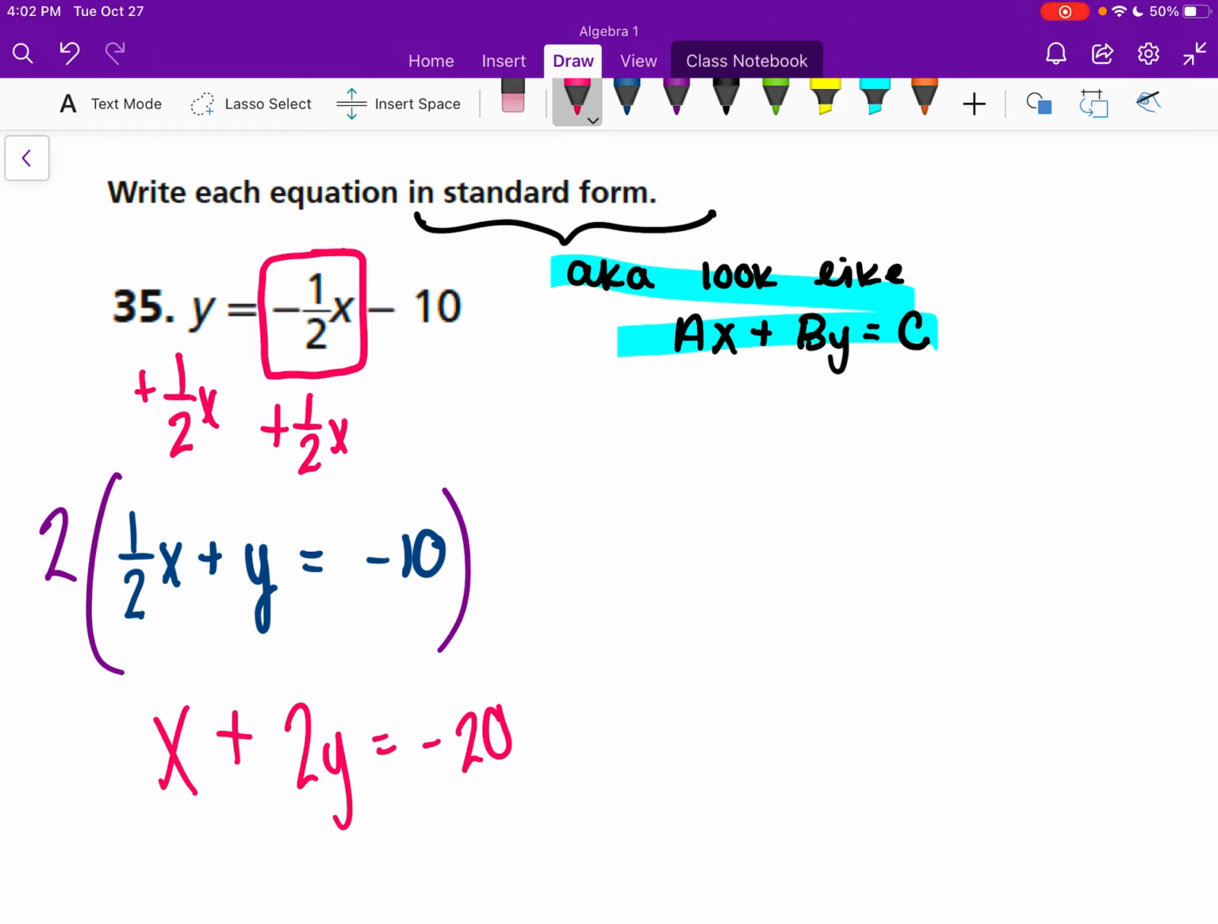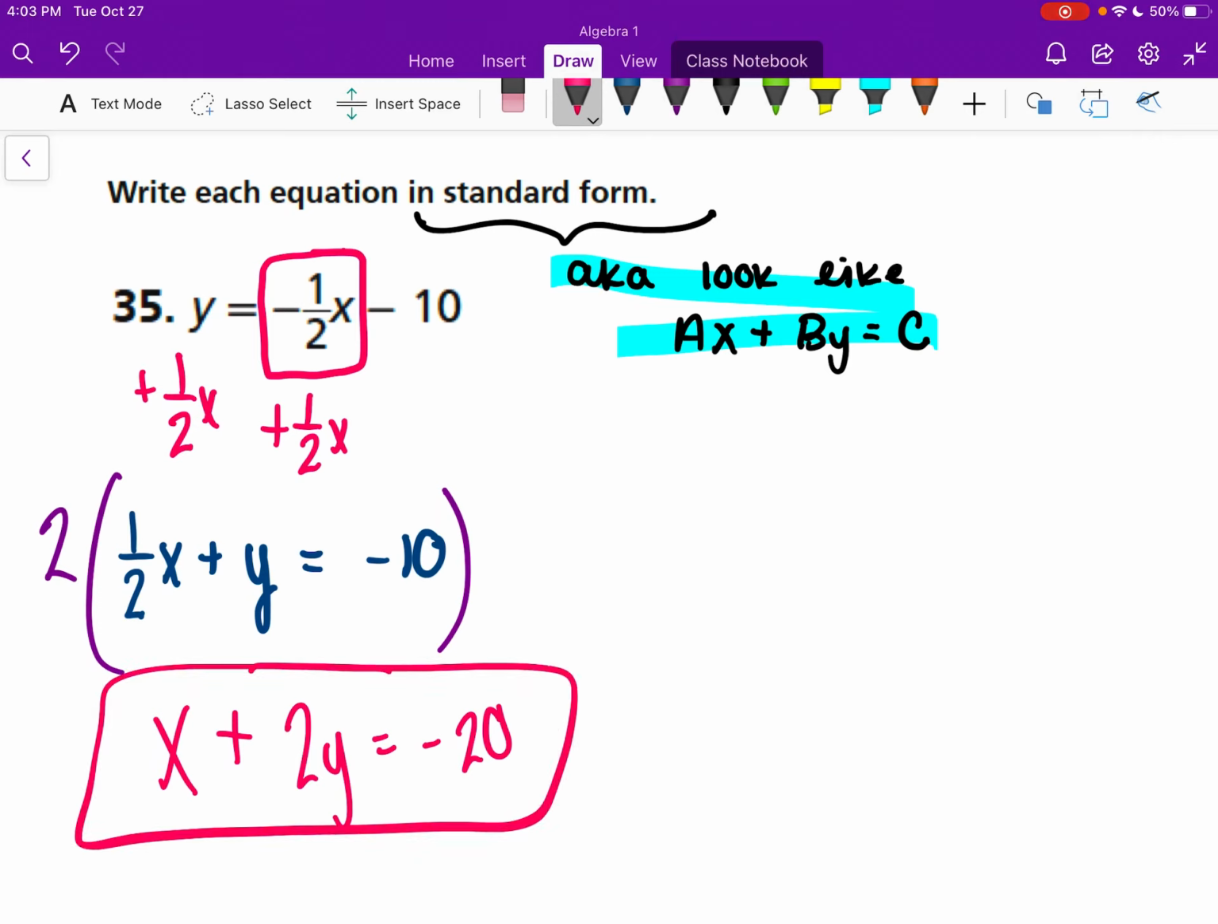And there we go. Now we have a leading coefficient that is not a fraction, just by multiplying by what was in the denominator of our fraction. And we did it. We got this y equals mx plus b format to look like standard form.